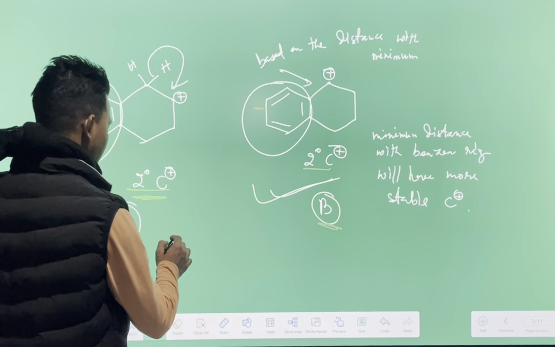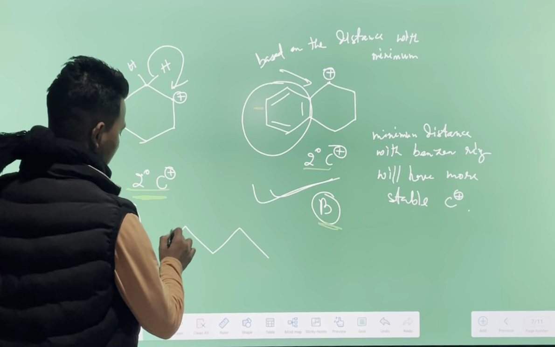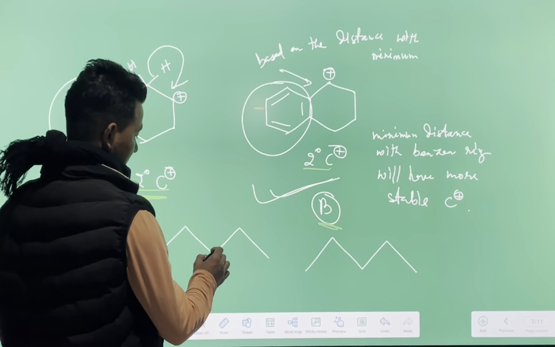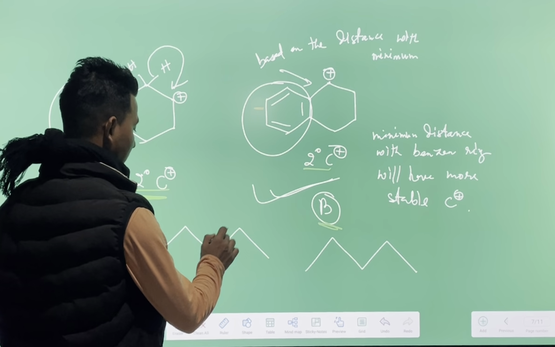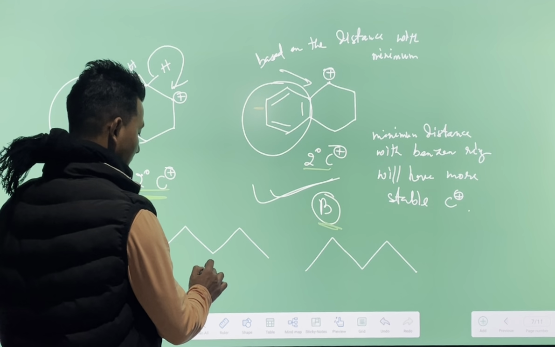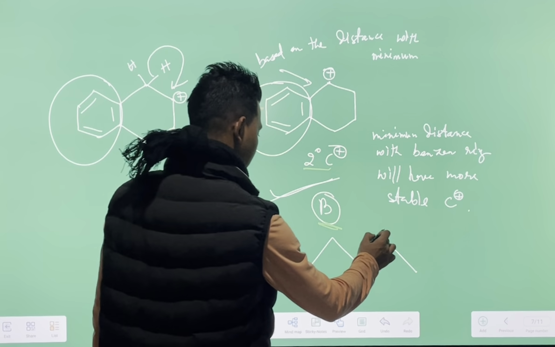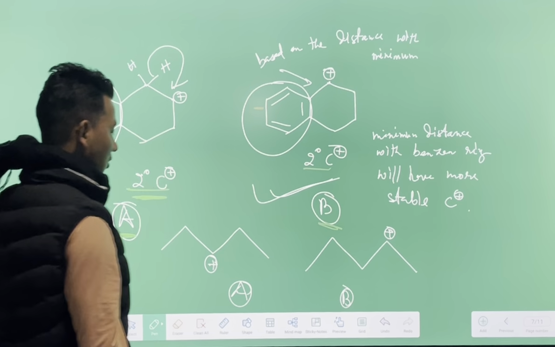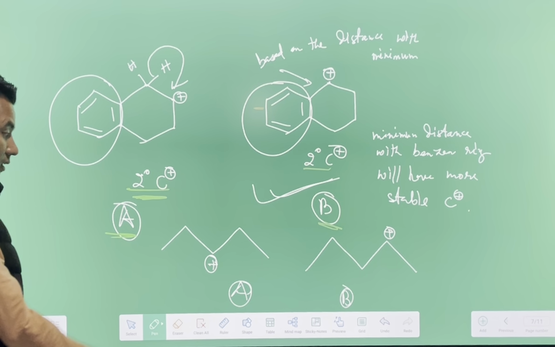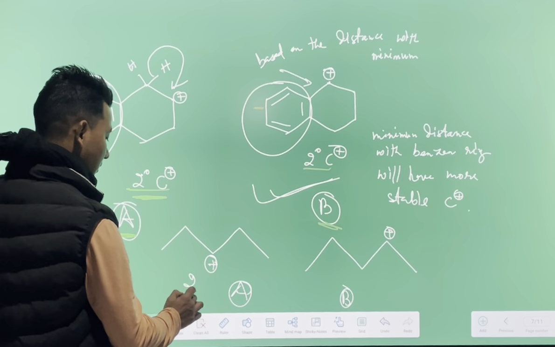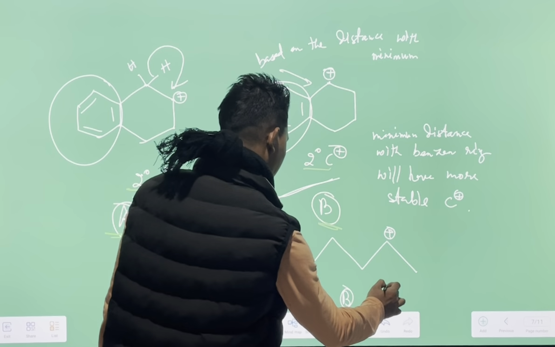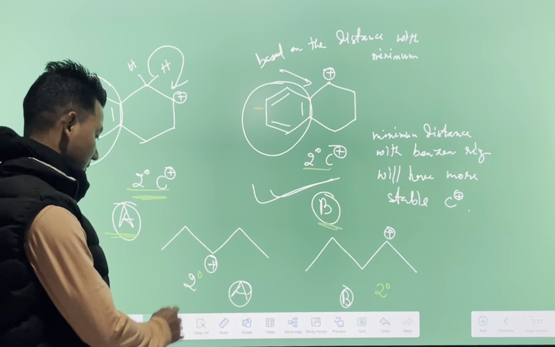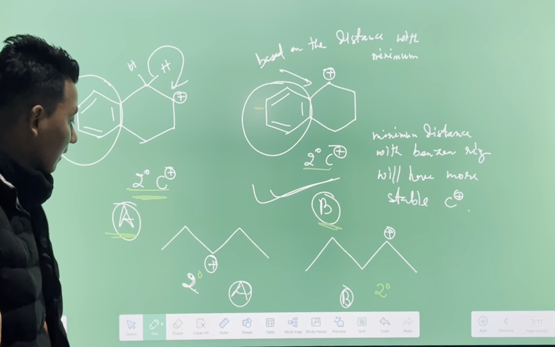Another example, let's take another example. 1, 2, 3, 4, 5. This is a carbocation. This is also a carbocation, and this is a carbocation. Let's take A and B. Which one is the most stable? This is a secondary carbocation. This also is a secondary carbocation. All of them are secondary carbocations, not tertiary.